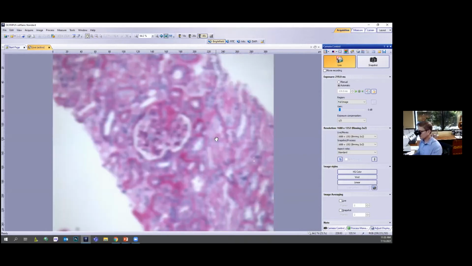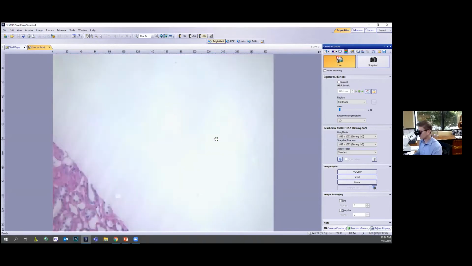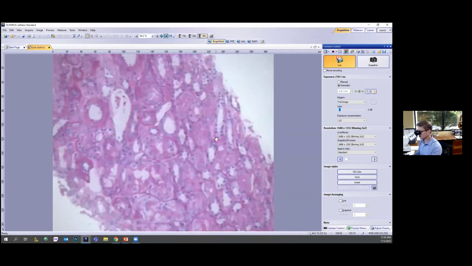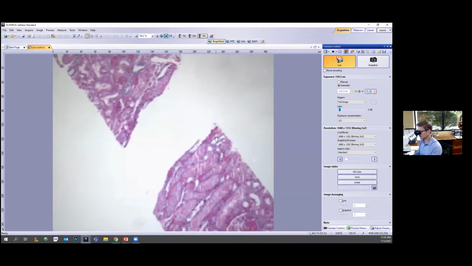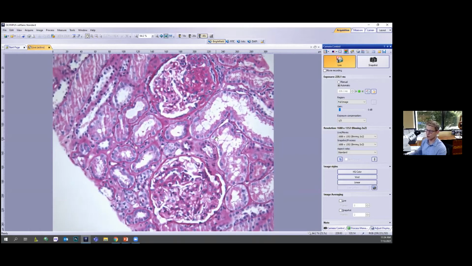Here's a different patient. In this patient's biopsy, the first glomerulus I landed on is abnormal. Let's see, I'll show you a normal glomerulus first. Here's a good field because we can see both. Here is a normal glomerulus at the bottom of the screen.